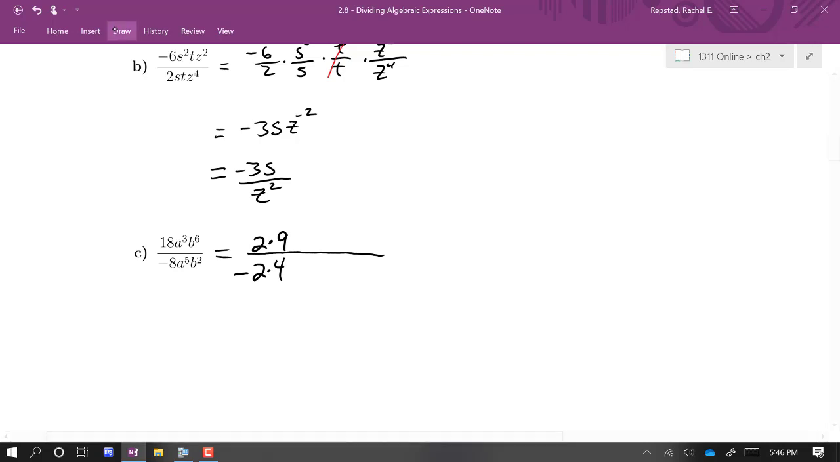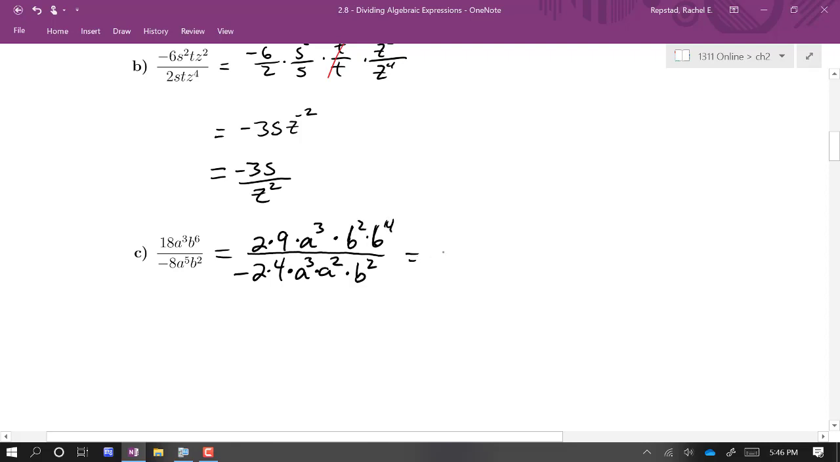Now, if you look at those a's, I've got a cubed times a to the 5th. I'm going to write a cubed on top as a cubed. On the bottom, I've got more than 3 factors of a, so I'm going to write that as a cubed times a squared, just for convenience. And then on the bottom, I've got a b squared, so on top, that b to the 6th, I'm going to write as b squared times b to the 4th.